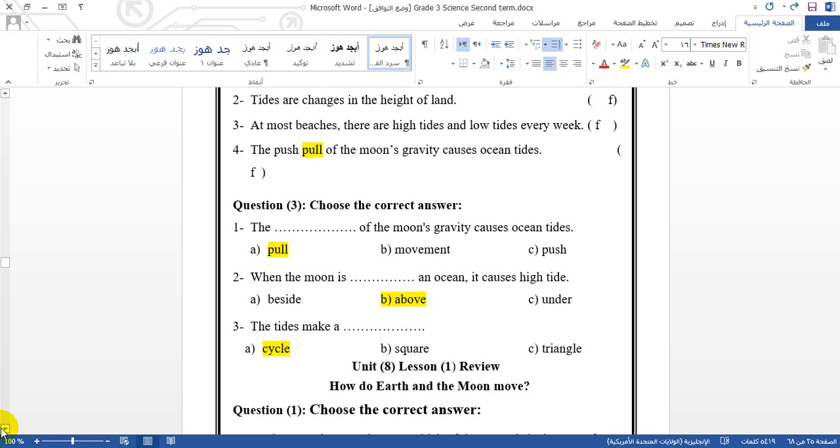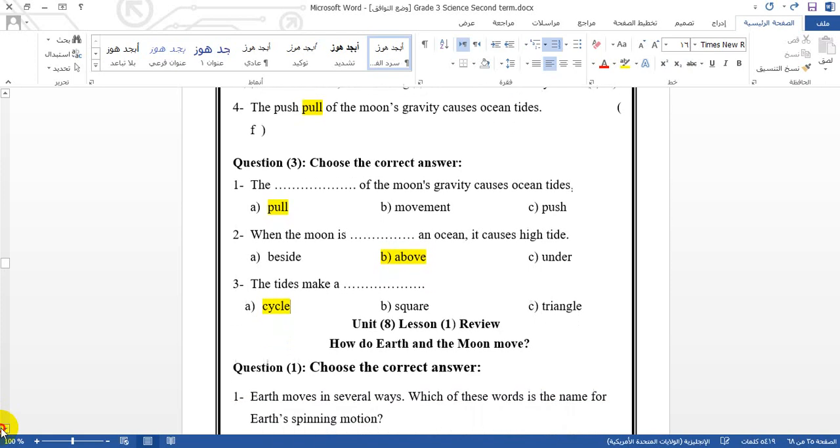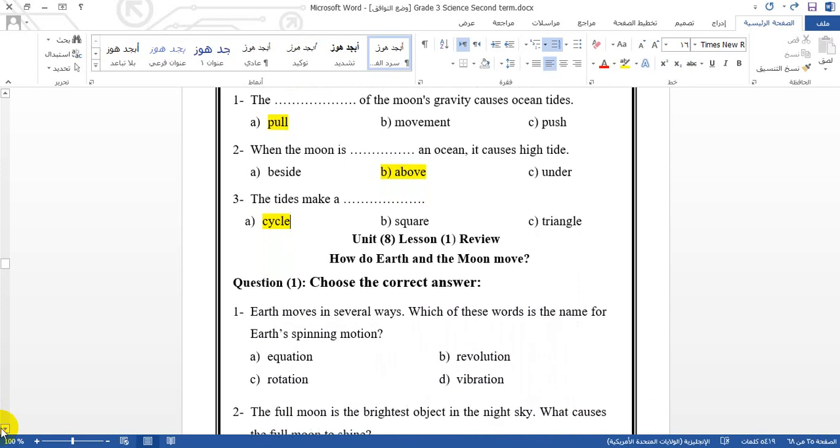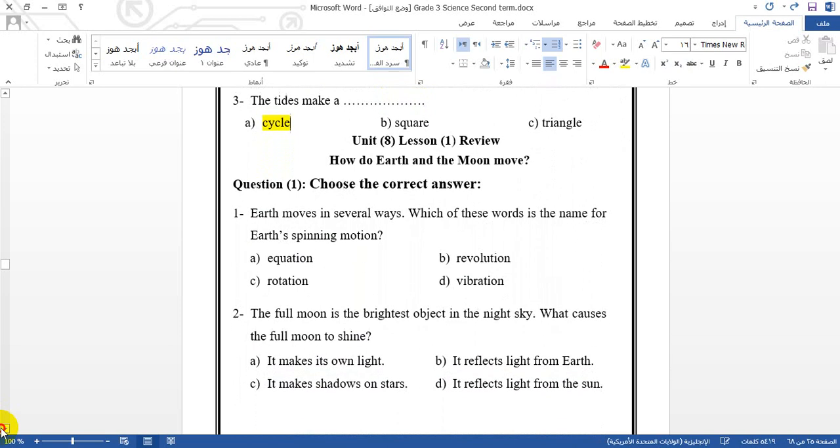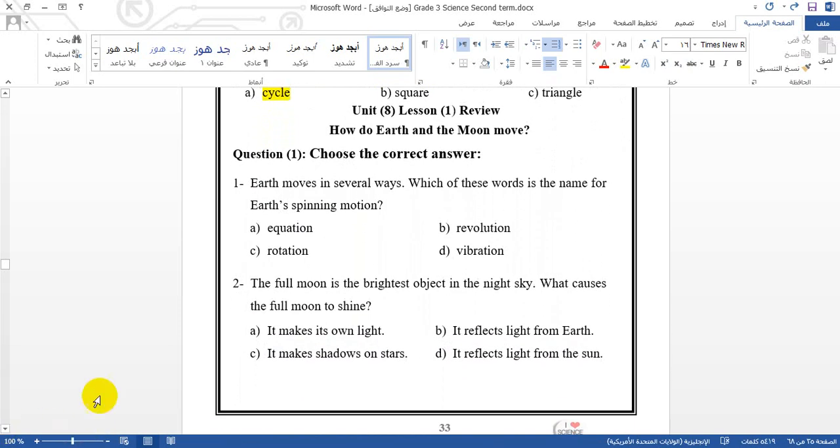Now let's go to the next page. Now page 33. Please, open your book, page 33, and keep solving. Question number 1, Unit 8, Lesson 1, review.